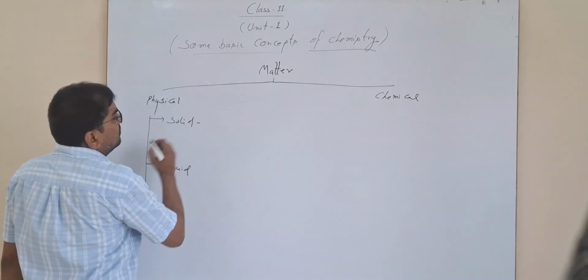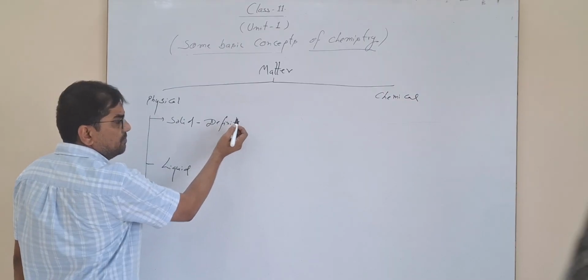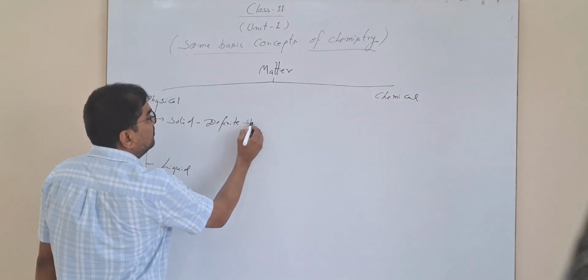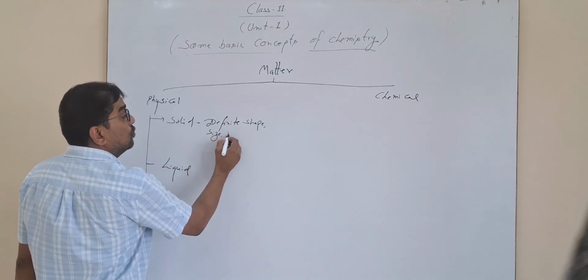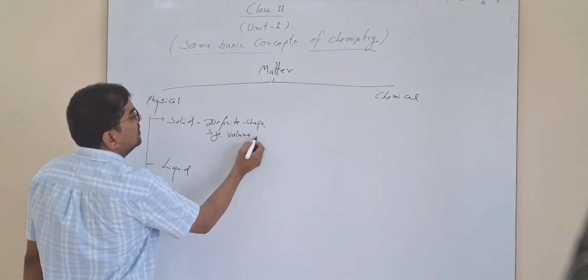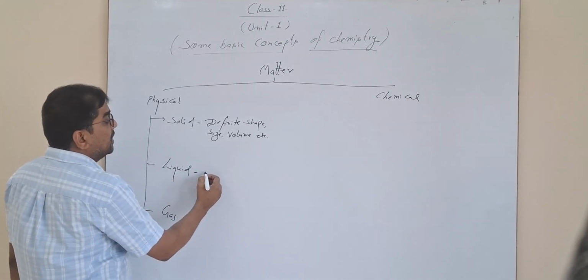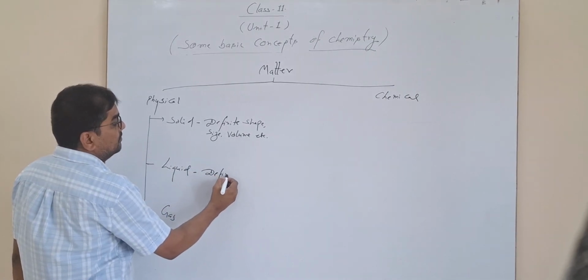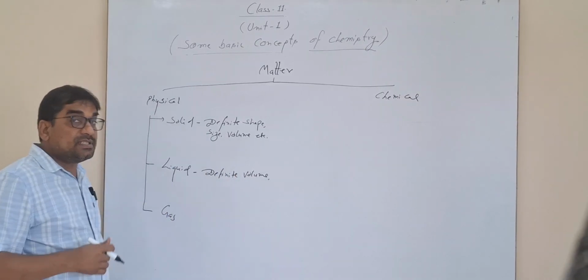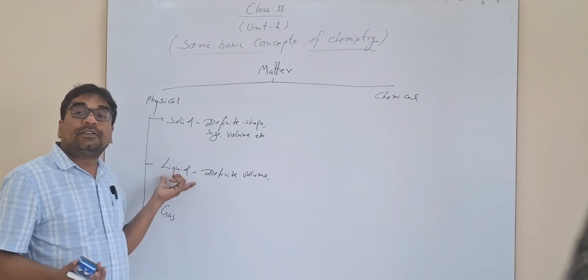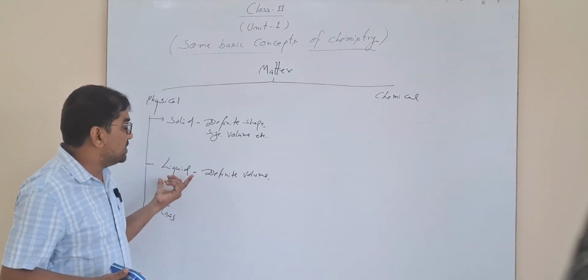Solids have definite shape, as studied already in the previous class: definite shape, size, volume, etc. Liquids have definite volume, but the shape is not definite. The shape of a liquid depends on the container. It takes the shape of the container in which the liquid is filled.